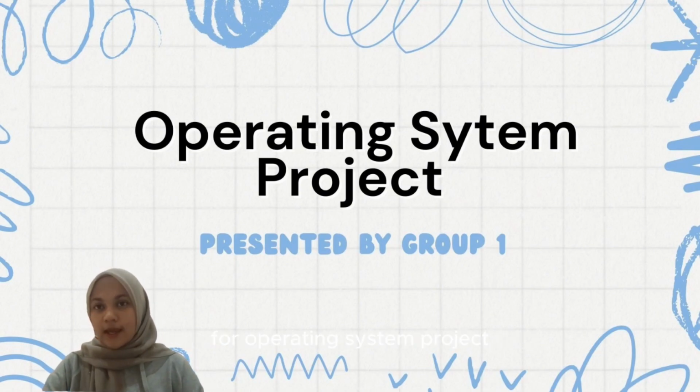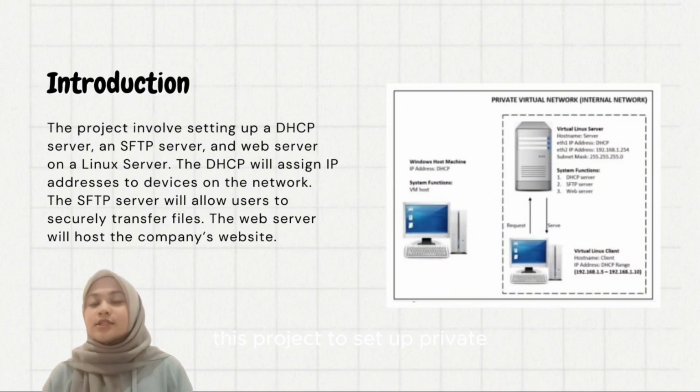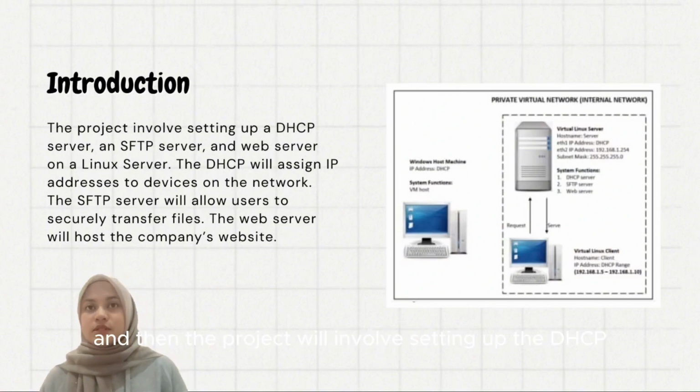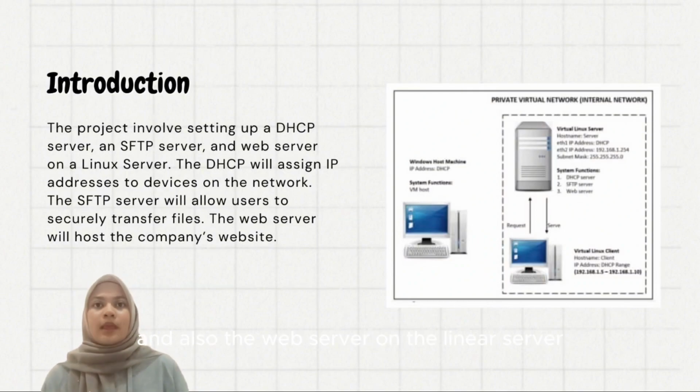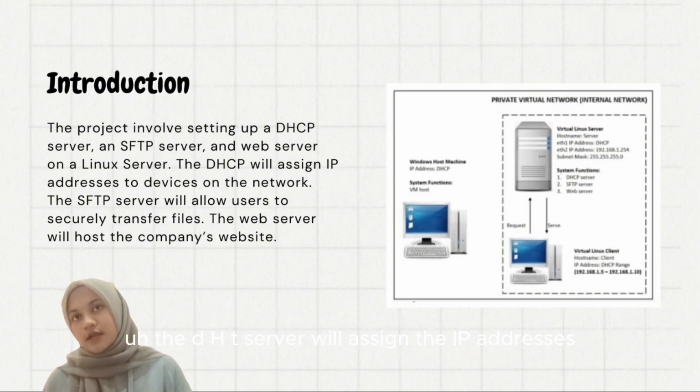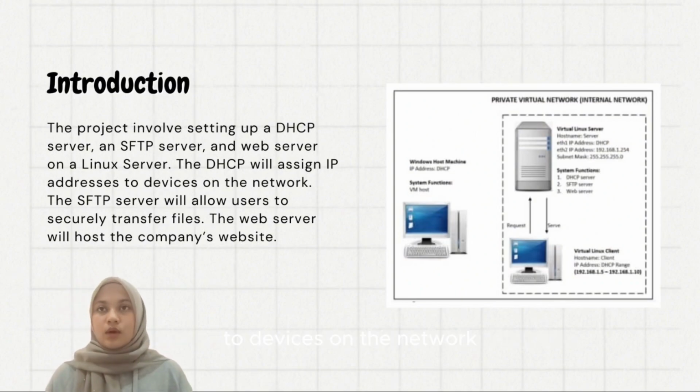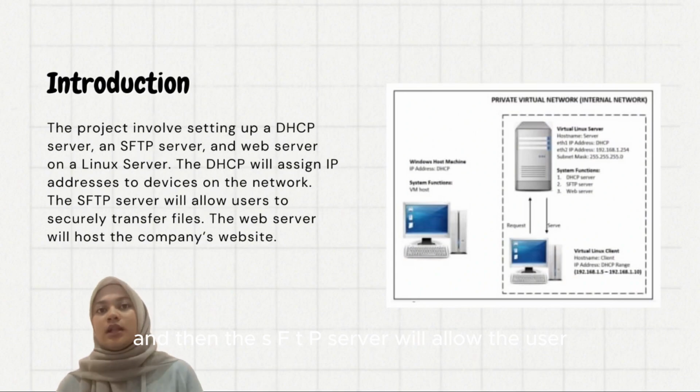for operating system project. Next, for the introduction for this project, to set up a virtual private network VPN for BITS1213 company. The VPN will allow employees to securely connect to the company network from a remote location. And then the project will involve setting up the DHCP and SFTP server and also the web server on the Linux server. The DHCP server will assign the IP addresses to devices on the network, and then the SFTP server will allow the user to securely transfer files, and then the web server will host the company's website.